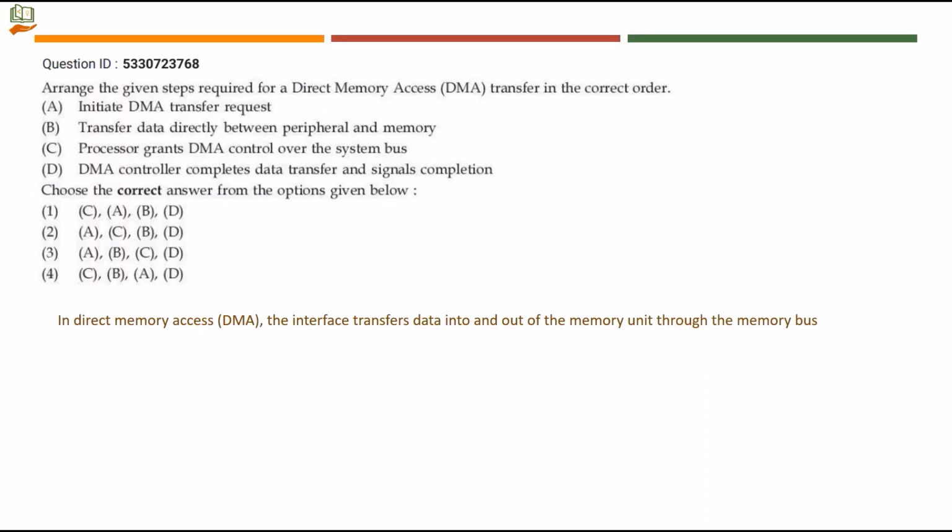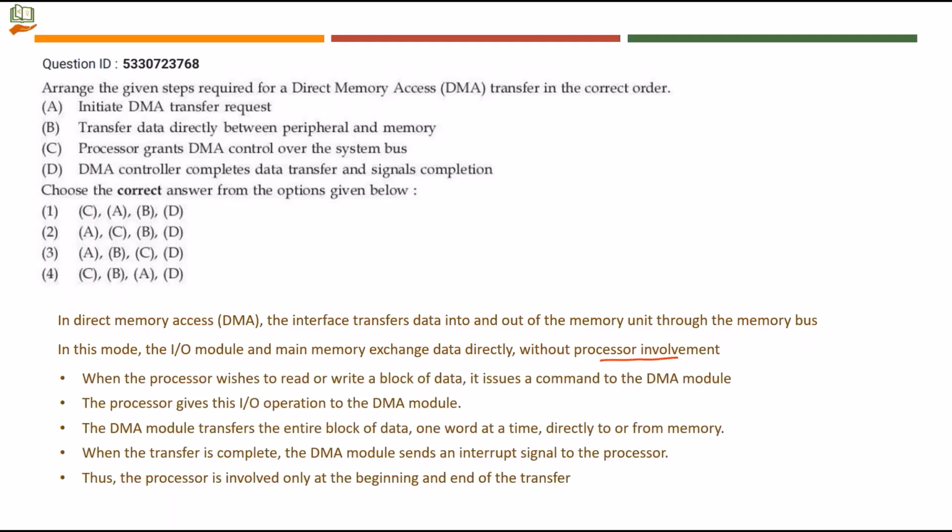In DMA, the interface transfers data into and out of the memory unit through the memory bus. In this mode, the I/O module and main memory exchange data directly without processor involvement. When the processor wishes to read or write a block of data, it issues a command to the DMA module.